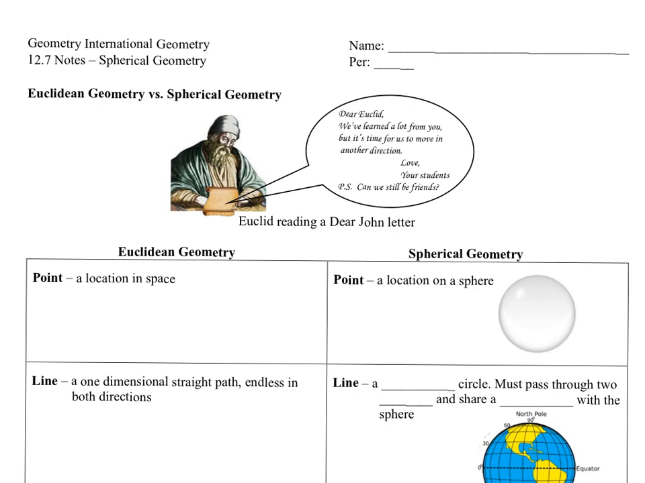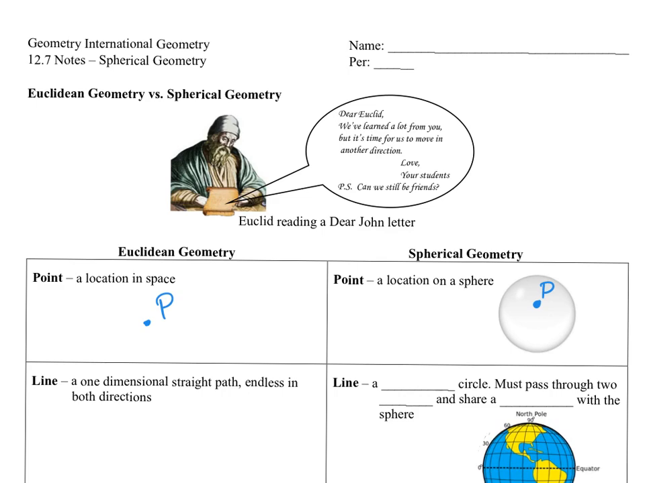The first undefined term we talked about was a point, and as you recall, a point is simply just a location in space. It did not have any dimensions, no length, no width, and we named a point with a capital letter. Well, similarly, in spherical geometry, a point is a location on a sphere. So if you want to place a point on this sphere, and let's give it a name, we will name points with capital letters in spherical geometry, just like we did in Euclidean geometry.